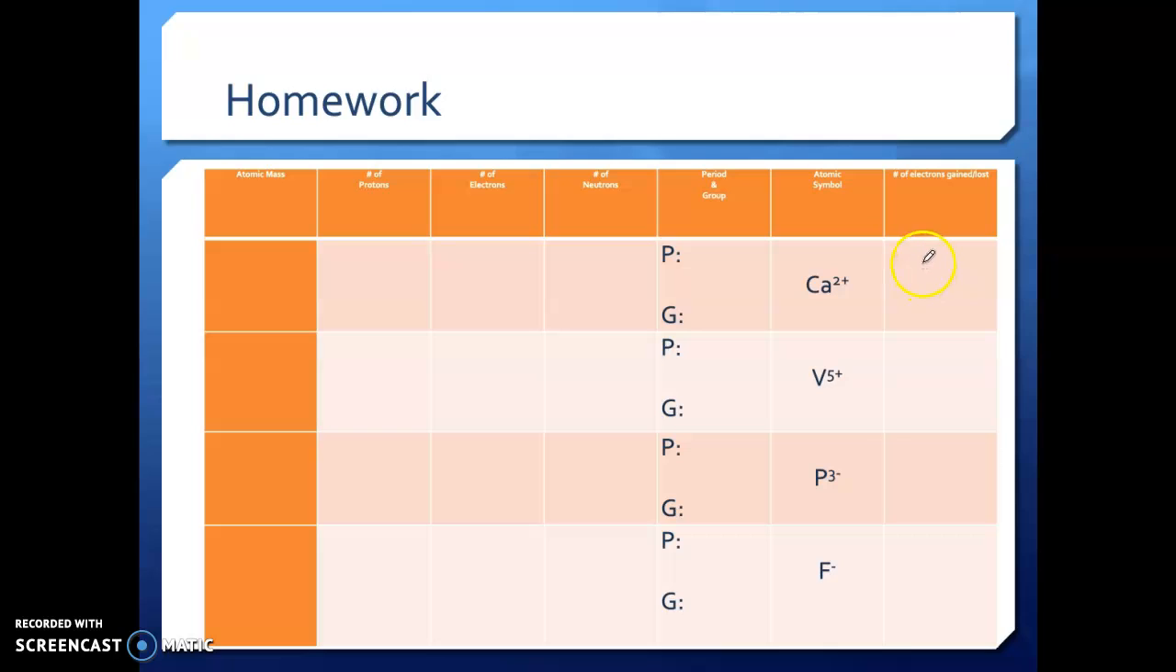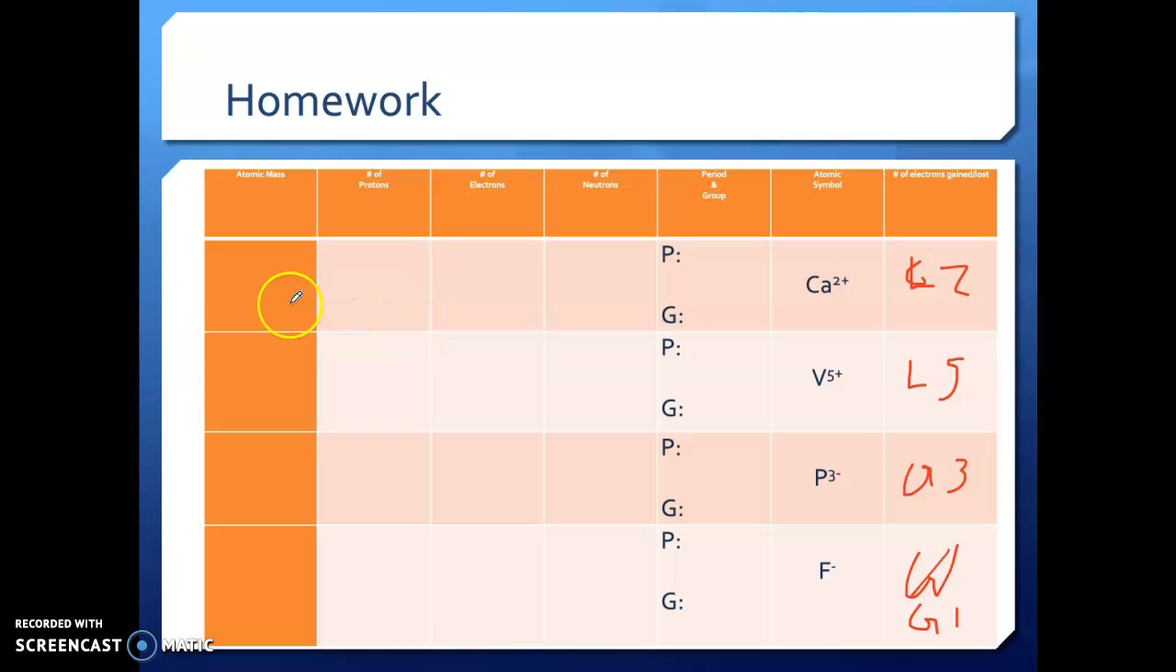So let's do that. This is calcium, which loses 2. Vanadium lost 5. Phosphorus gained 3. Fluorine gained 1. Okay, so that's going to go back to everything else.